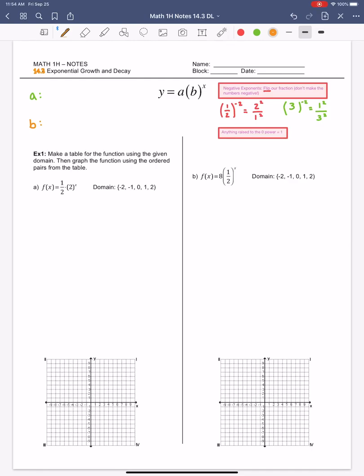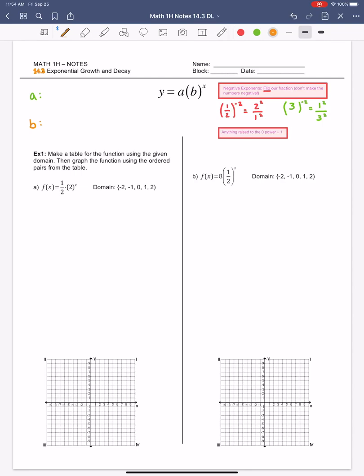All right, we're going to jump into lesson 14.3. This is a continuation of the 14.2/14.3 video. This is part 2. We're going to look at exponential growth and decay. This is just going to be kind of an introduction here.